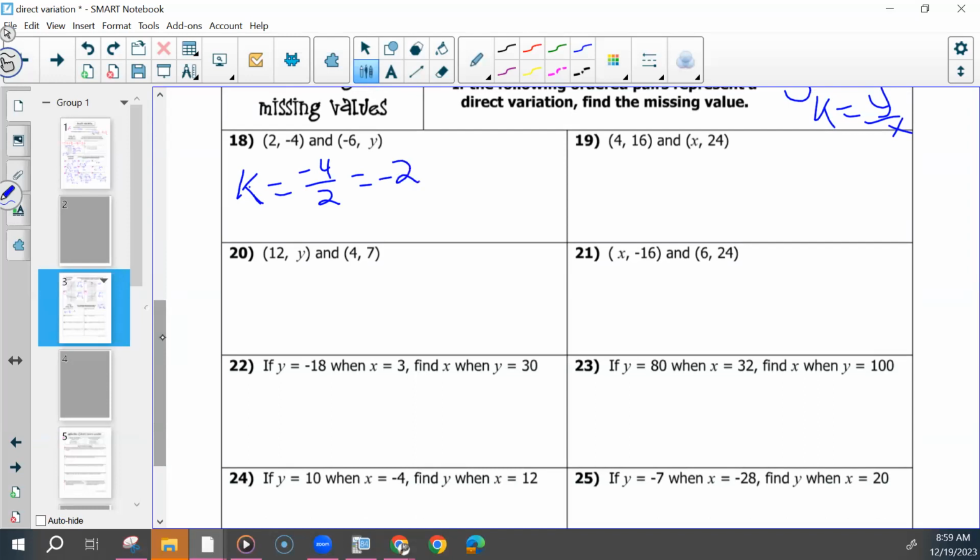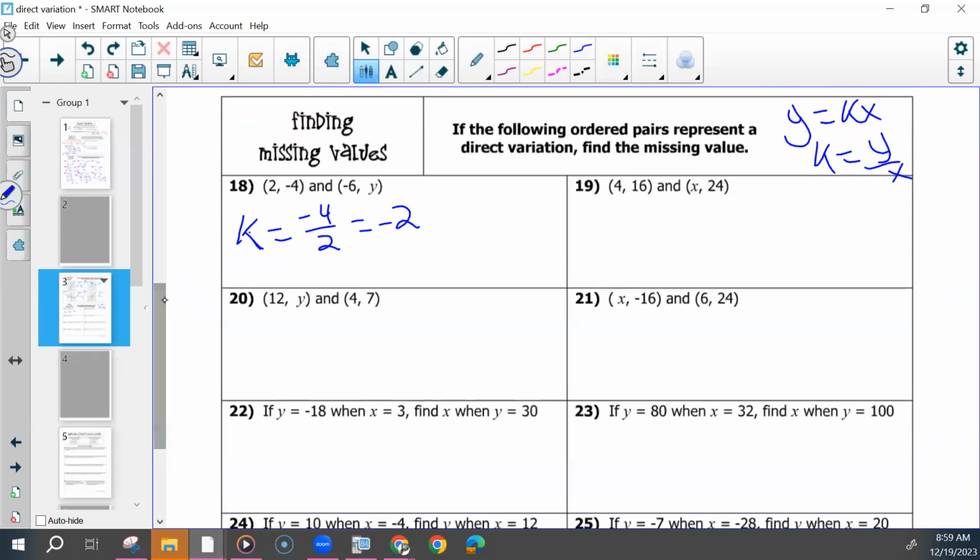Once you find your k value, that's going to help you set up your equation, y equals kx. So in your other ordered pair, we're looking for y. So that's going to stay the same, y equals. We have our k value, -2. We also have our x value, -6. So then what is our y value?